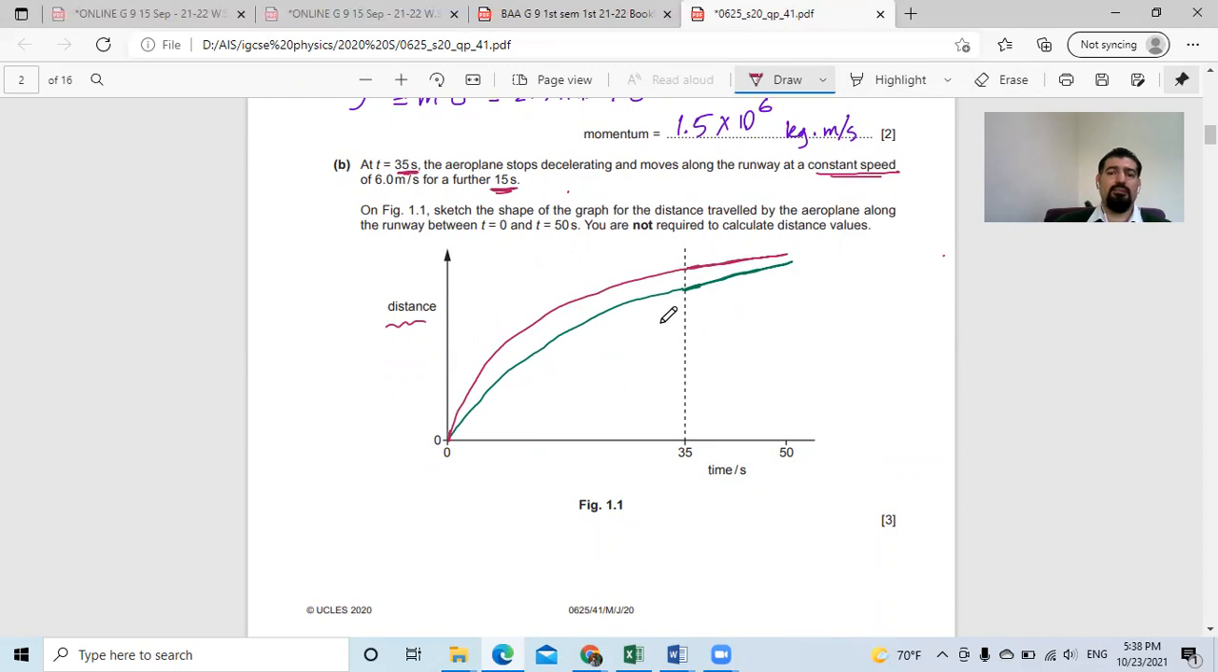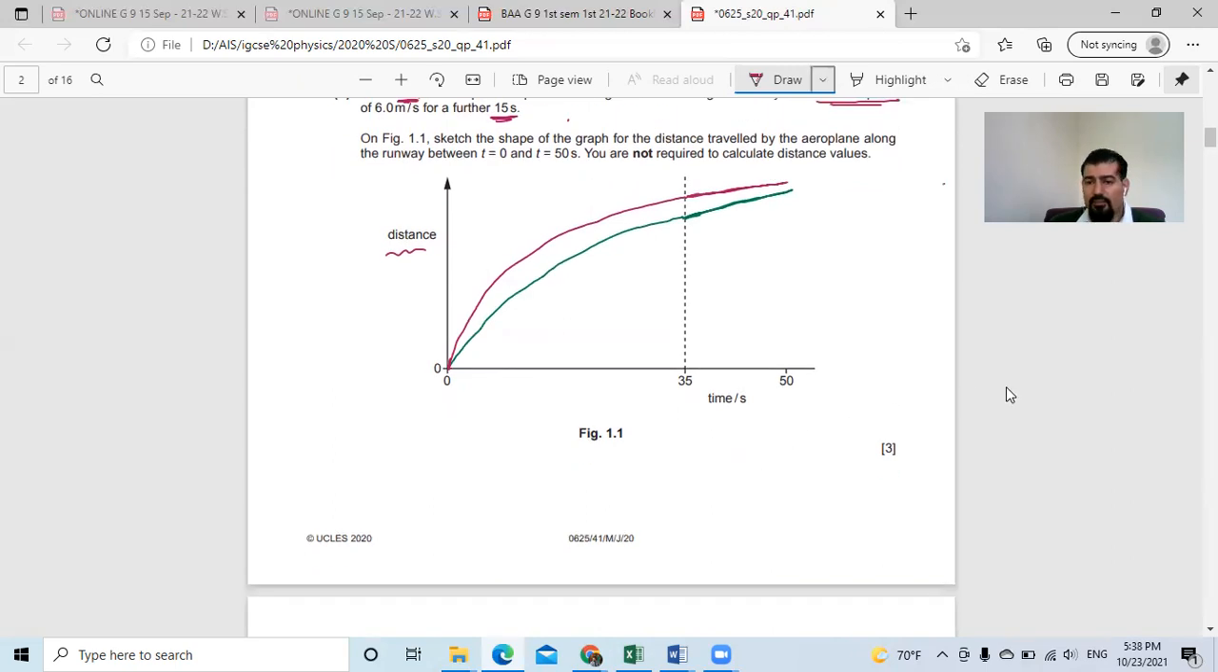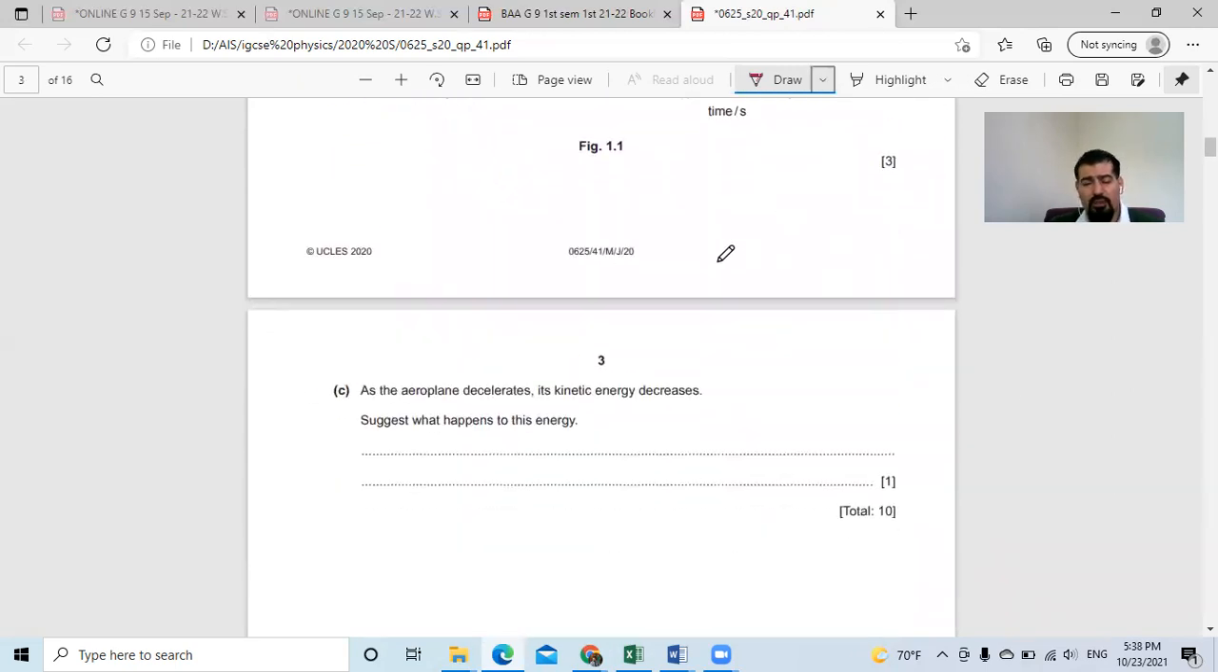Both answers are accepted, but be careful that when it reaches the time of 35 seconds, the line doesn't change its gradient. It remains constant after that. Okay, that's the first question, part B.